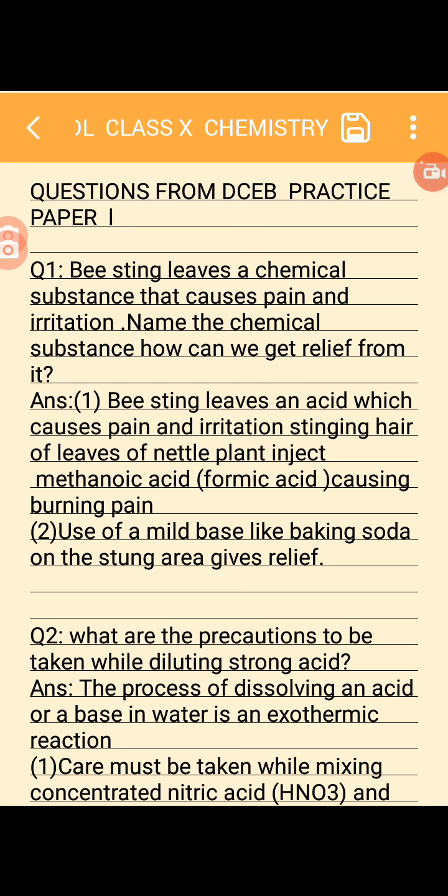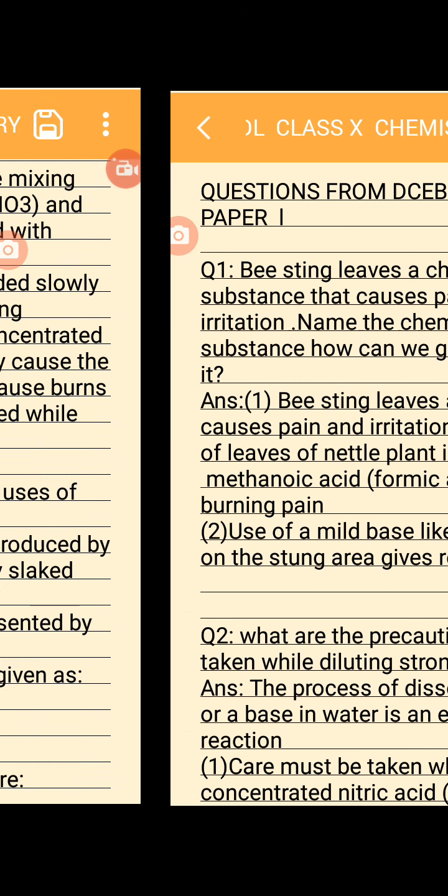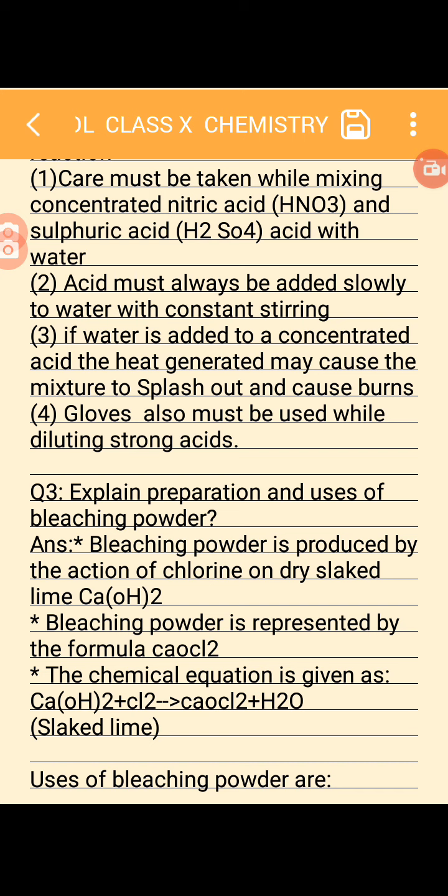The answer is, the process of dissolving an acid or a base in water is an exothermic reaction. Already I told you in the previous class that a heat liberating reaction is called an exothermic reaction. Now what are the precautions? The first point is, care must be taken while mixing concentrated nitric acid, whose formula is HNO3, and also sulfuric acid, whose formula is H2SO4, with water.